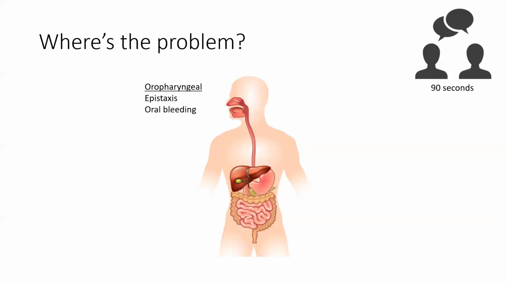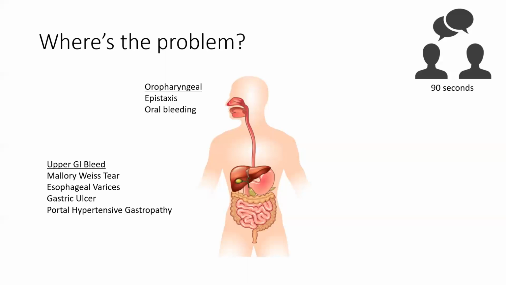Hemorrhoids. Love it. So don't forget about your oropharynx. Epistaxis can commonly be mistaken for GI bleeding. In our upper GI tract, we have things like Mallory-Weiss tears, varices, peptic ulcer disease, portal hypertensive gastropathy, gastritis. For our lower GI bleeds, we have things like a diverticular bleed, AVMs, if someone has malignancy, a fistula from a prior surgery that's causing a bleed, or any sort of inflammatory bowel disease.